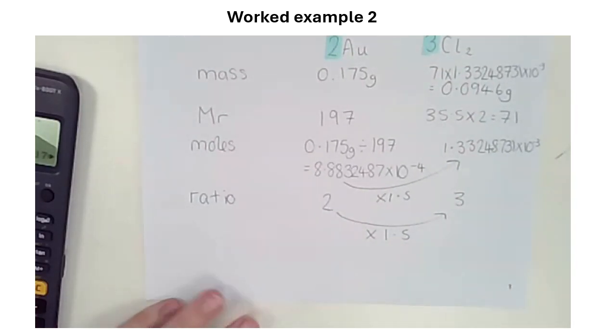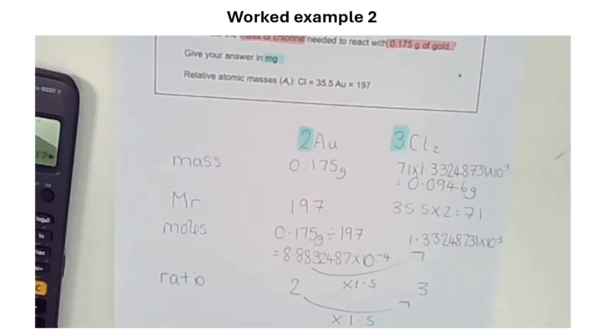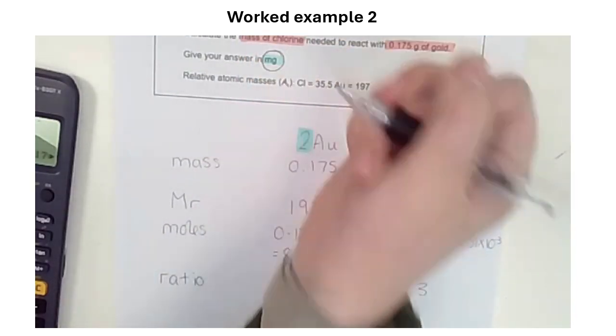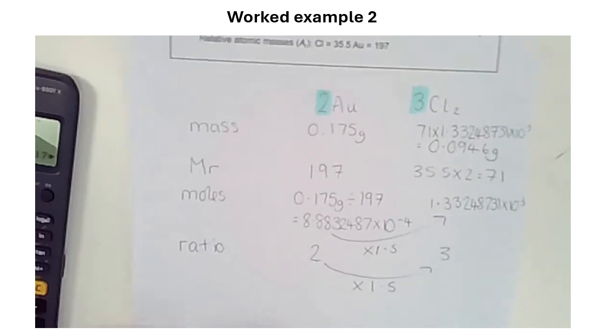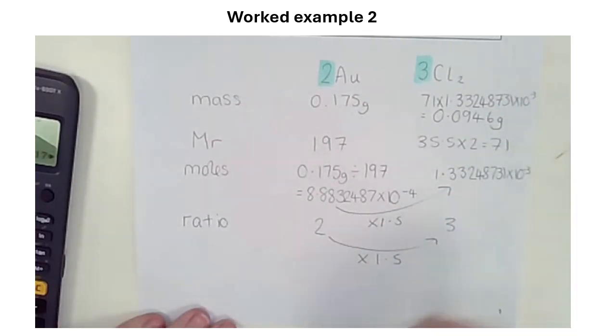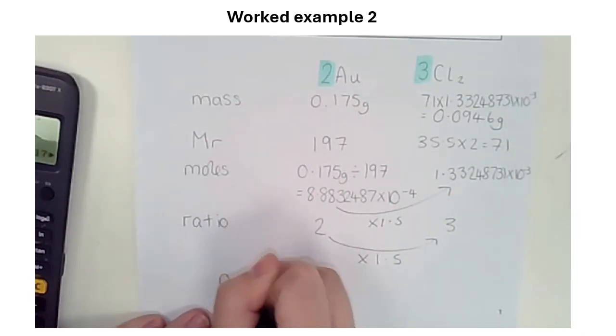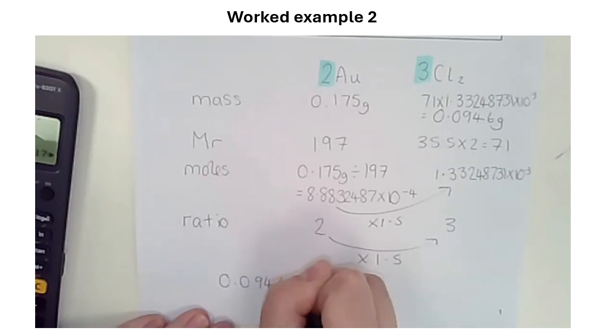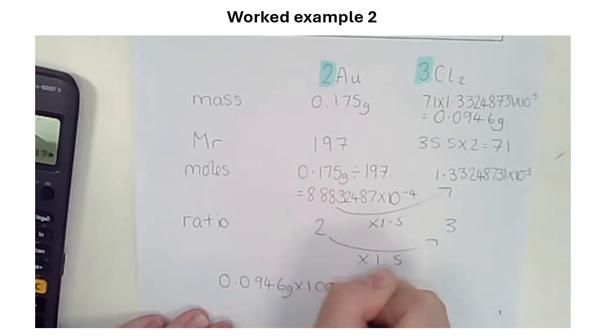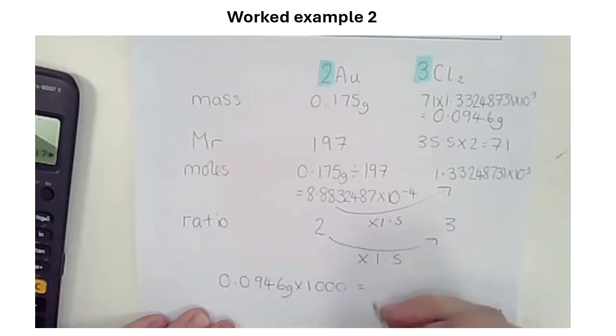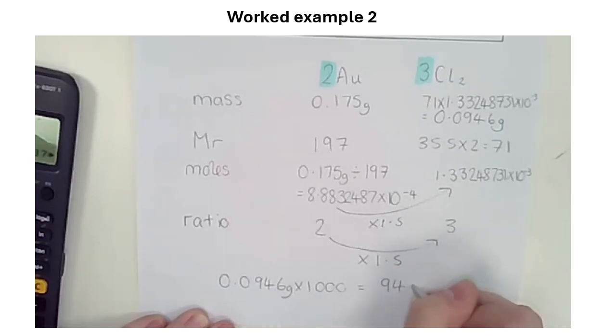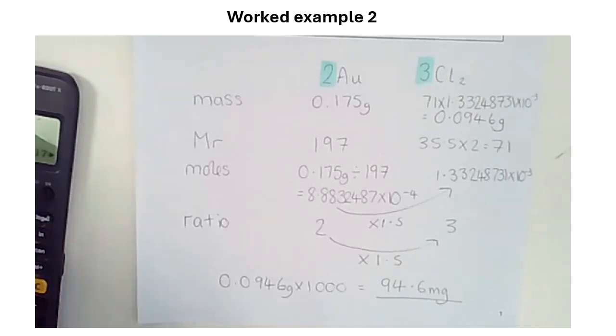That is nearly the end point, but for this example we have this extra step. I need to give my answer in milligrams. To get from grams to milligrams, I am going to multiply by 1,000 to give me my final answer of 94.6 milligrams. That is my final answer in this example.